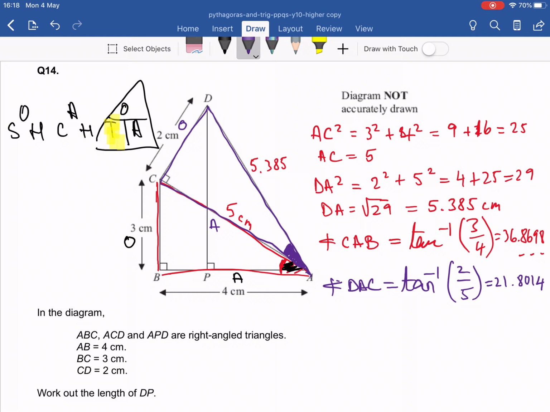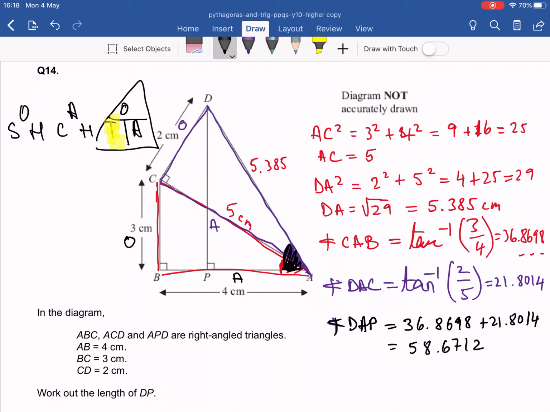So to work out the whole of angle A, so angle DAP, I'm going to add these together. So DAP is equal to 36.8698 plus 21.8014. And I'm getting that the whole of that angle is 58.6712.